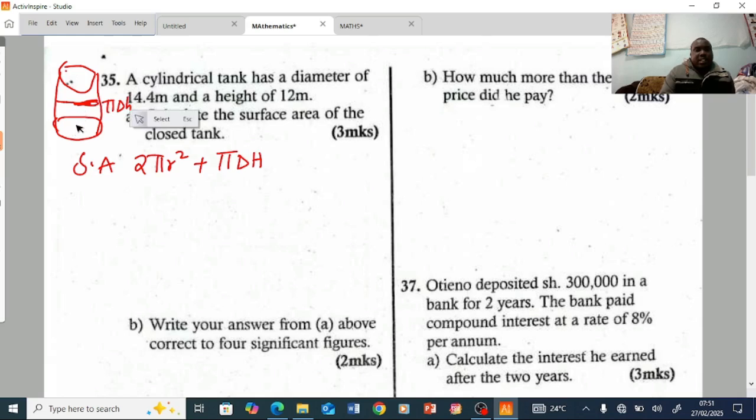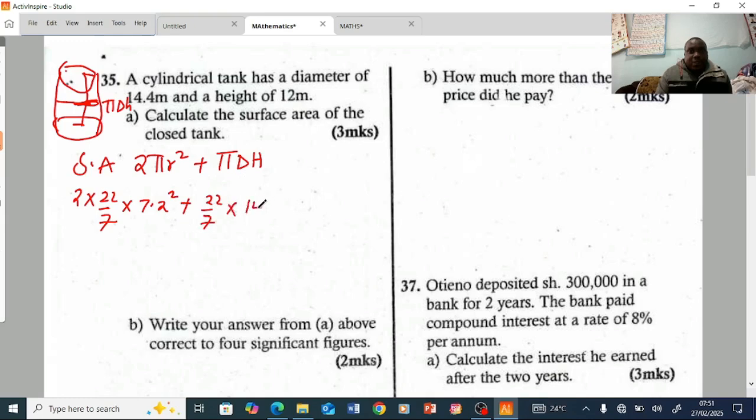And then the area of the circles is this one here. So 2 times 22 over 7 times radius, so the radius will be 7.2 squared, plus 22 over 7 times the diameter, which is 14.4, times the height, which is 12. You can use now the calculator. 7.2 squared times 4.